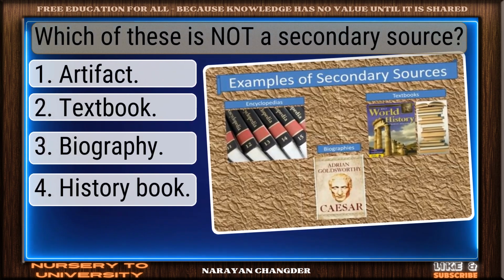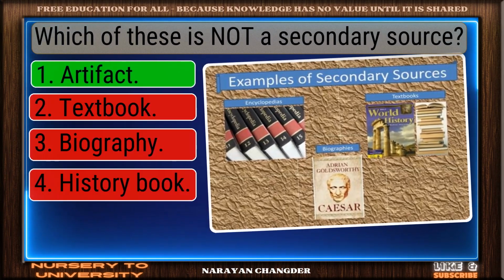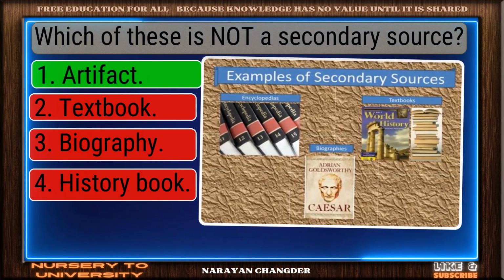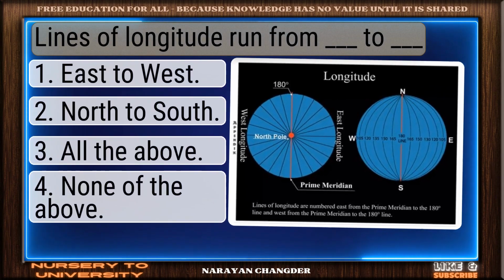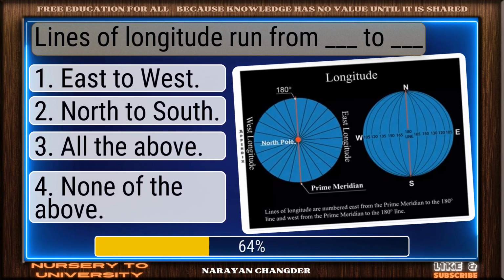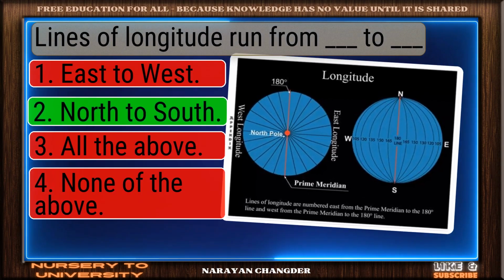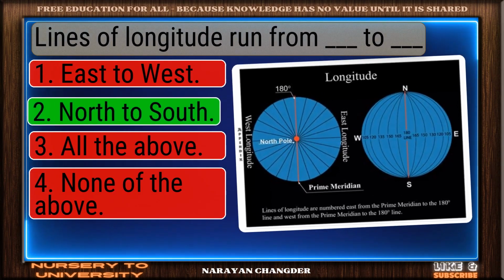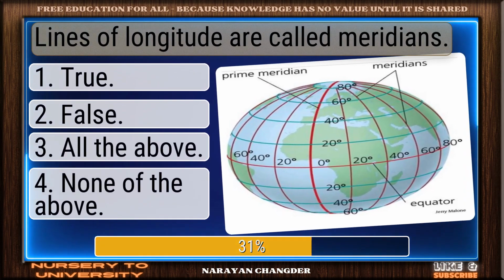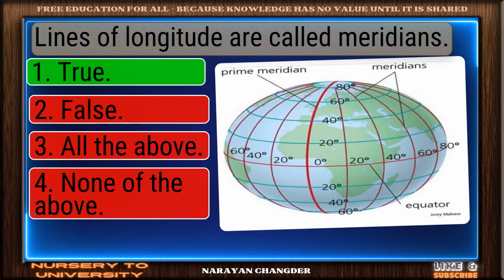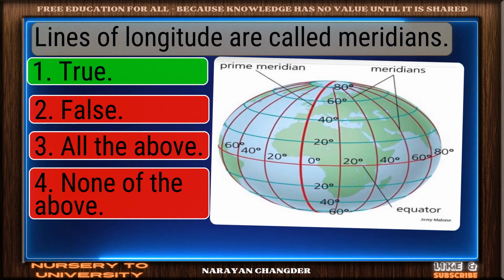Which of these is not a secondary source? Great thinking. Artifact is the right choice. Lines of longitude run from dash to dash. Clear logic. Your choice, north to south, is sound and 100% true. Lines of longitude are called meridians. Exactly. True makes sense and it is the right choice.